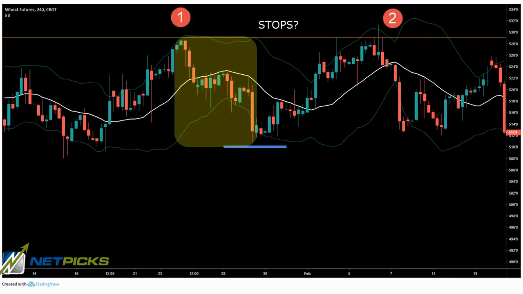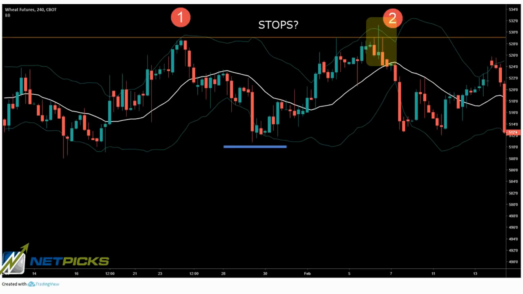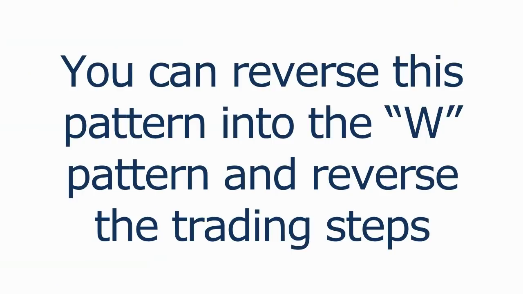So we can see how price rejected at 1, and that indicates there are sellers in the market. And where do most traders put their stop loss when they're shorting? Well, they put it right above resistance. Price pokes above the resistance, it clears out stops, and your entry can be at the close or use a sell stop below the candle that cleared the highs. And just reverse this pattern into the W pattern, and you can reverse the trading setup.